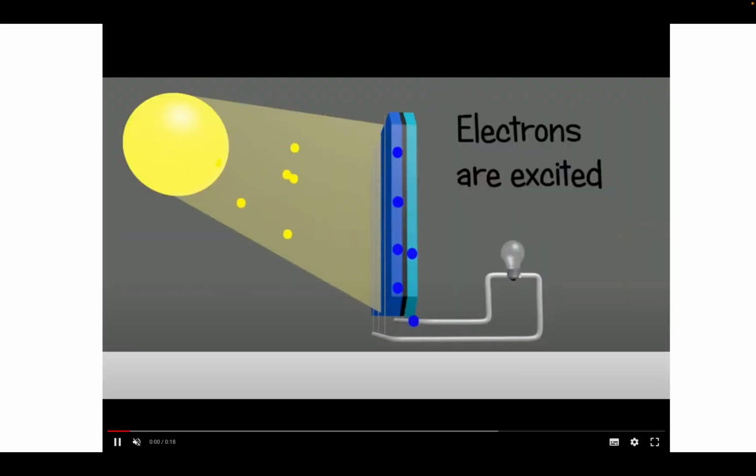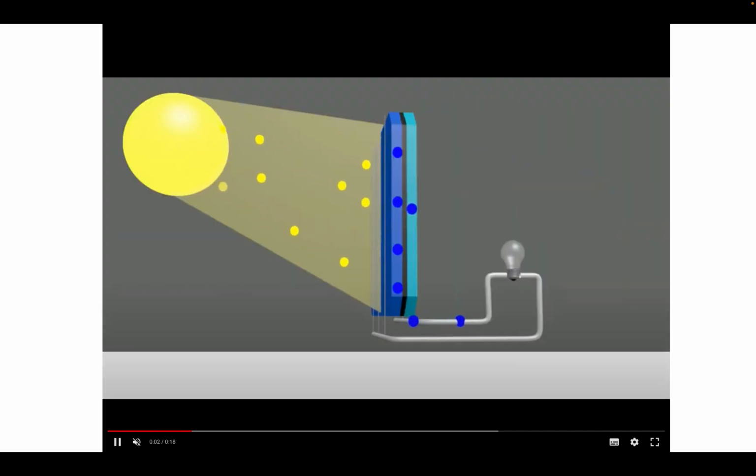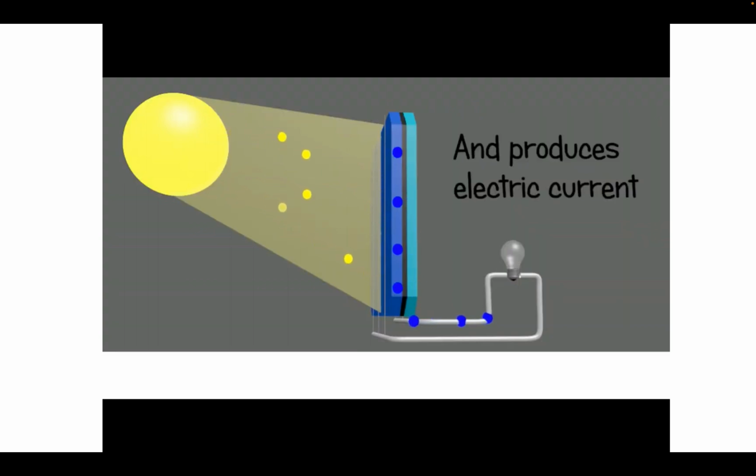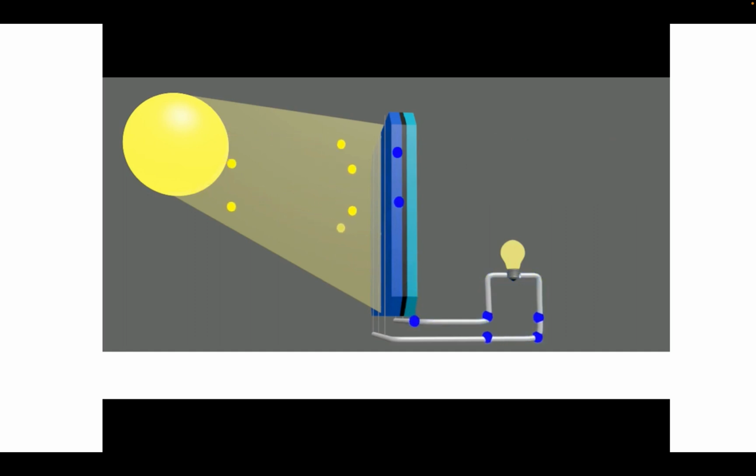PV systems are a great way to generate electricity from the sun, but understanding how they work can be complicated. That's where the PVLib library comes in. With PVLib, you can quickly and accurately simulate the behavior of PV modules under different environmental conditions.